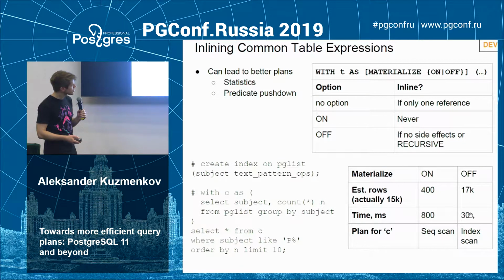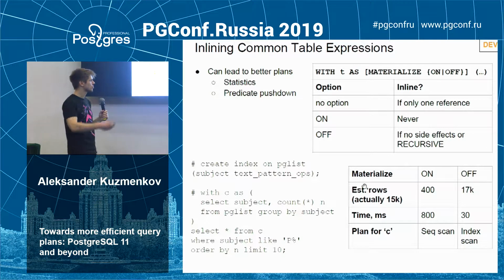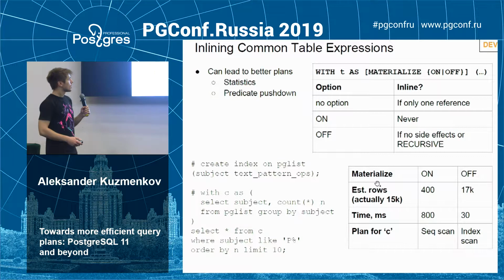We see that the stats estimation is bad: 400 rows. We think that it will get us 400 rows, but in fact there are 15,000. But now we have an option, and it will be committed in version 12.